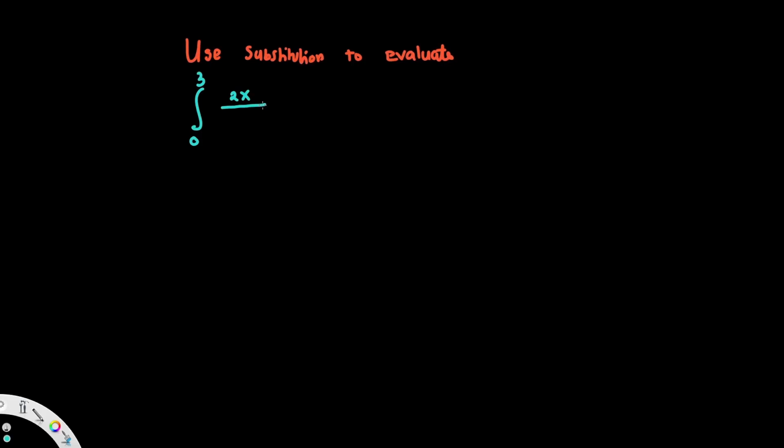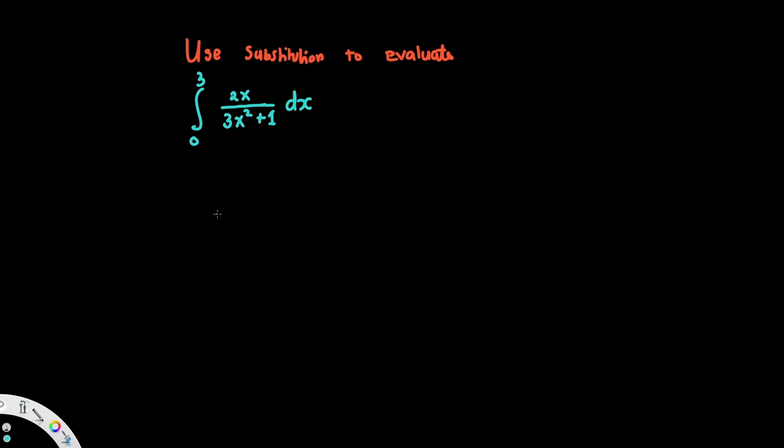In this question, we're going to see how you can use the substitution method to work out this definite integral. We're given 2x over 3x squared plus 1, and we're going to integrate this with respect to x.